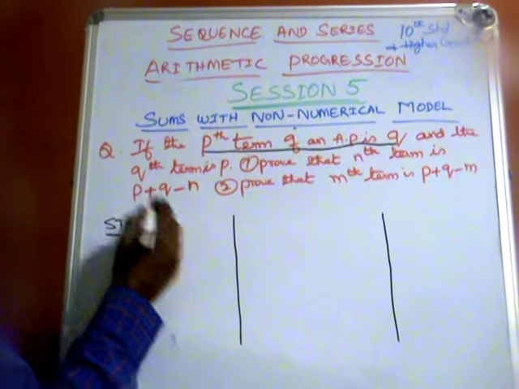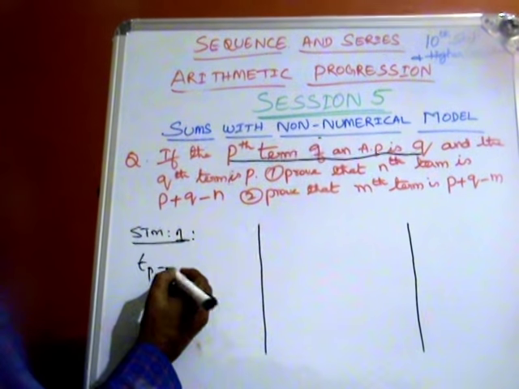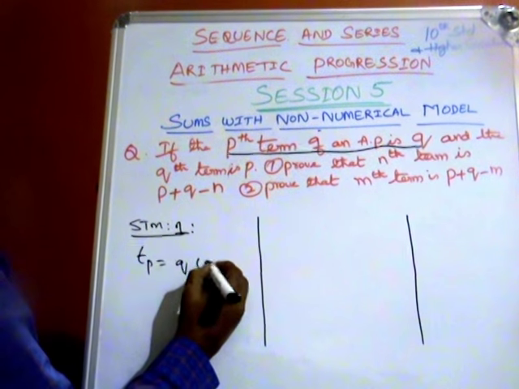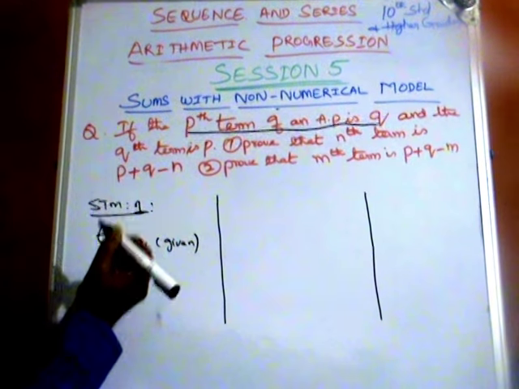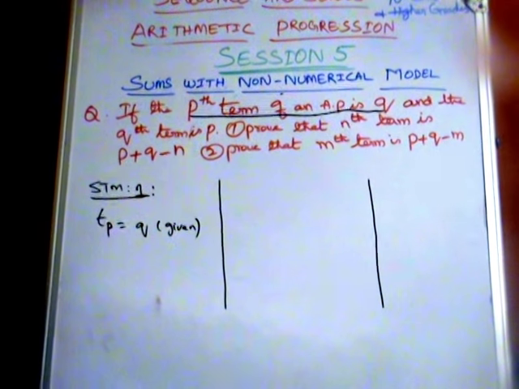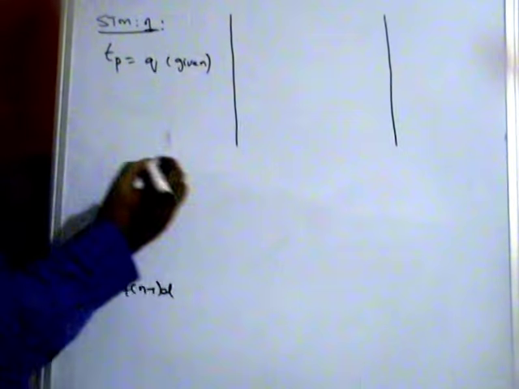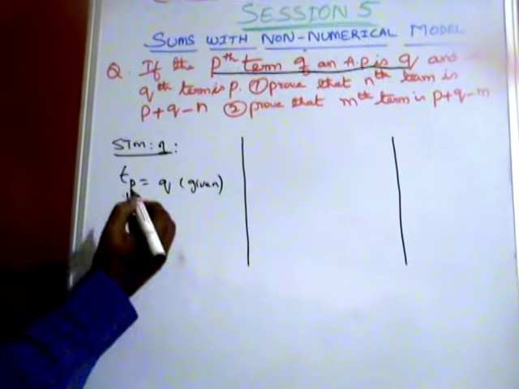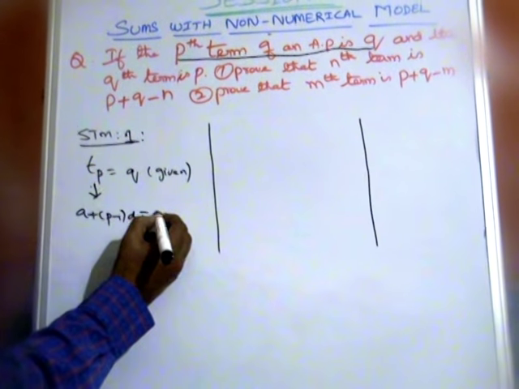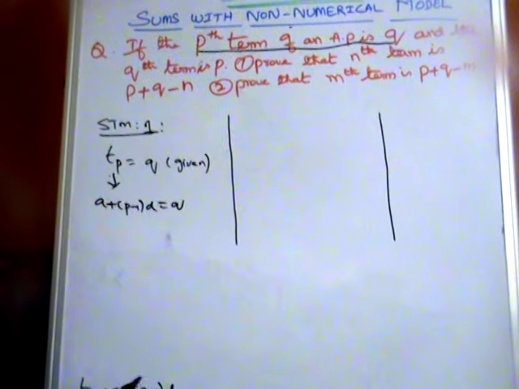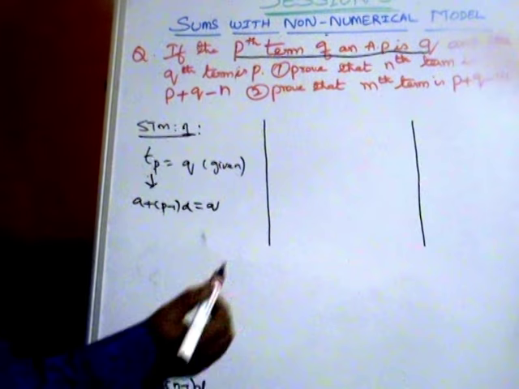STM1 means statement 1. It is given each term of an AP. So you can write TP is equal to Q. Bracket you can give and put the word given. Now the formula for Tn we know already, A plus n minus 1 into D. So each term means you must write A plus P minus 1 into D equal to Q. So instead of n you must put P in the formula.